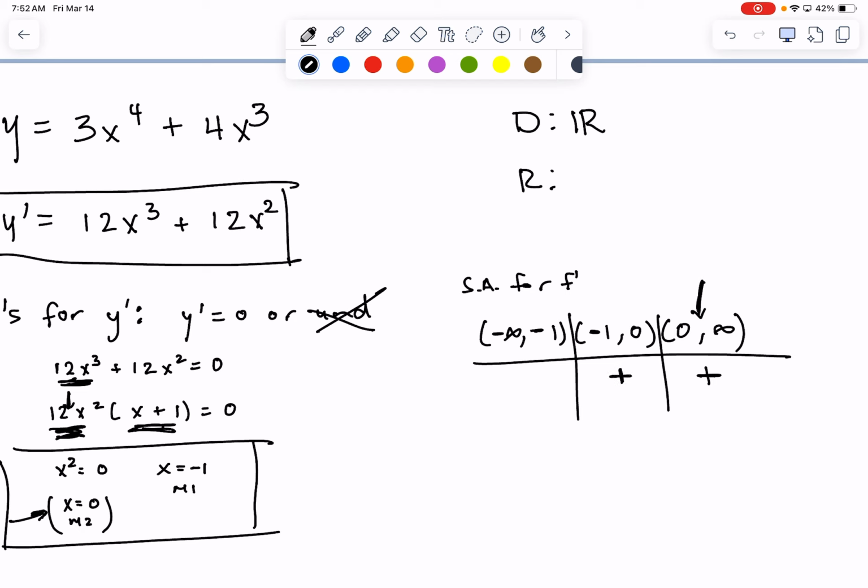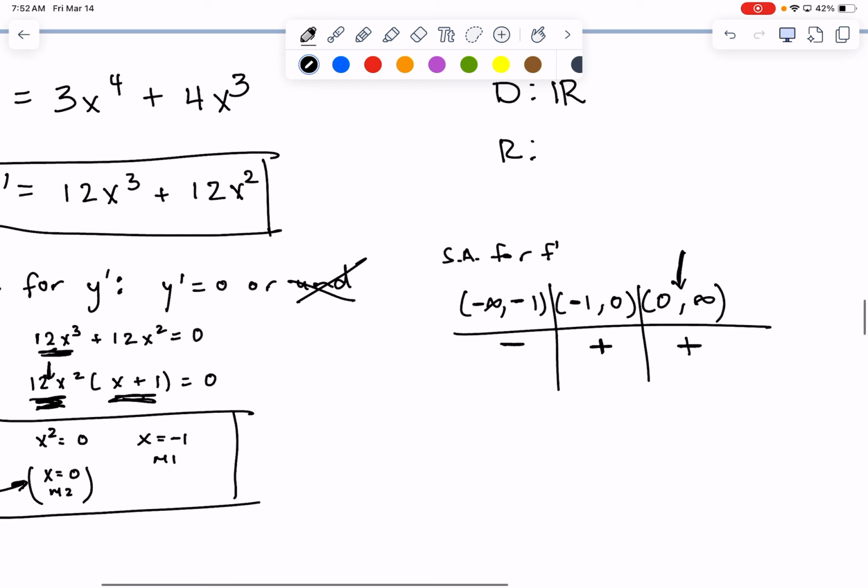So at 0, it does not switch signs. But it does switch signs at negative 1, and that does agree with the fact that it's supposed to be down to the left, up to the right. So it bounces at 0. So this is my f prime. This tells me that f is decreasing, increasing, increasing. We do have one relative extrema. We have a relative min, that's it. There is no relative max.